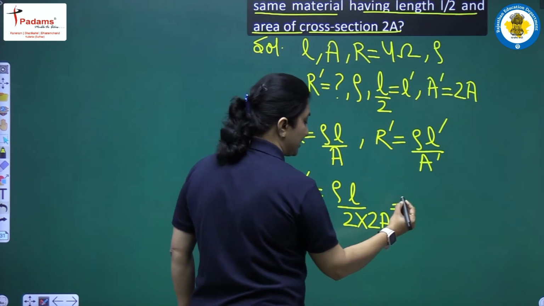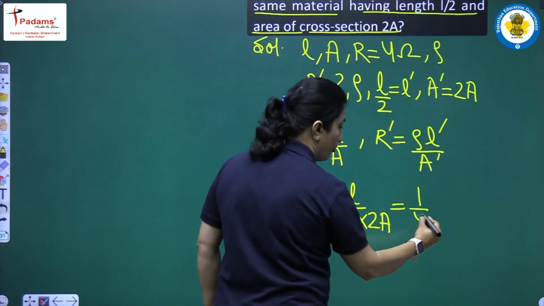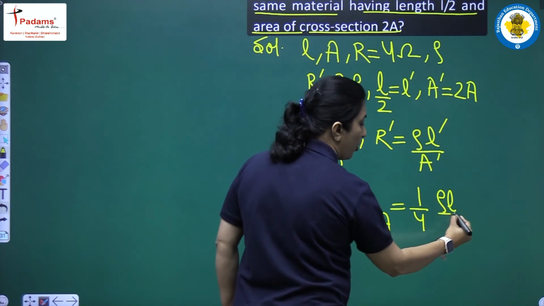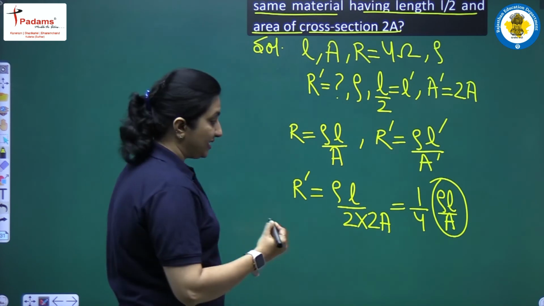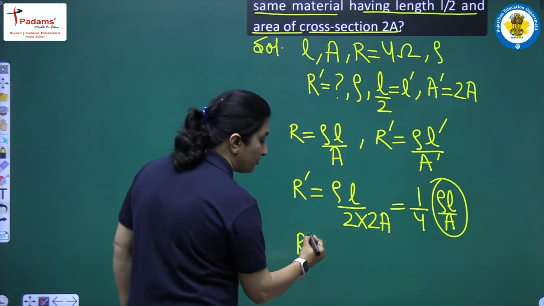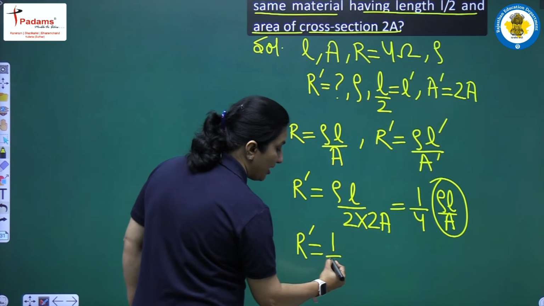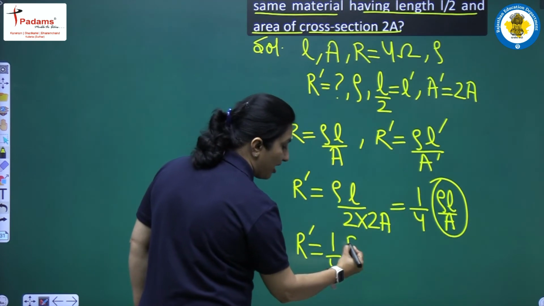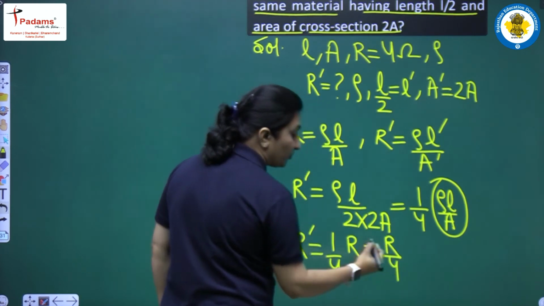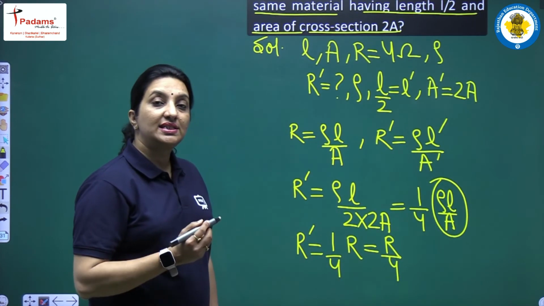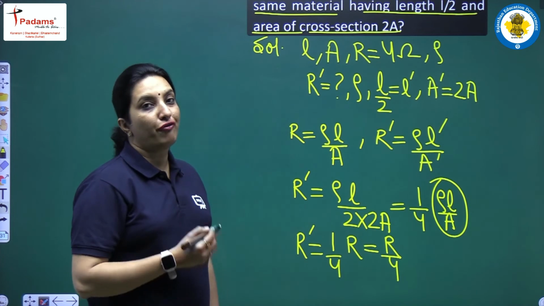So what we get is 1 upon 4 rho L upon A, which is equal to the original resistance. So R dash becomes equal to 1 upon 4 of R. That is, we can write it as R upon 4. So what we see is that the resistance has reduced 4 times.